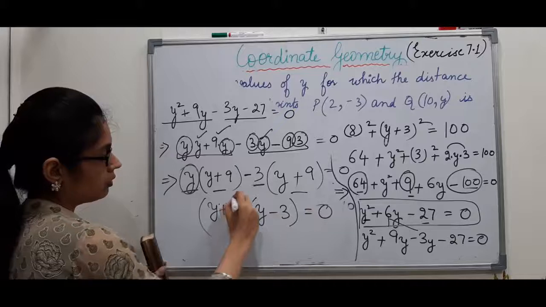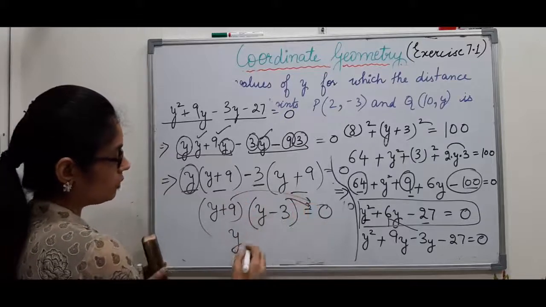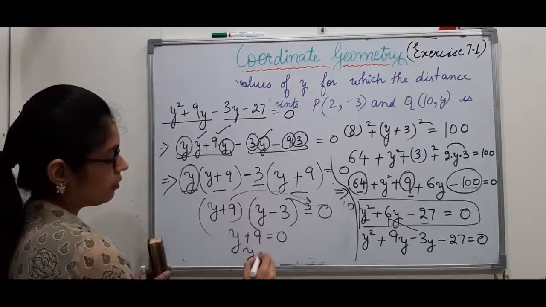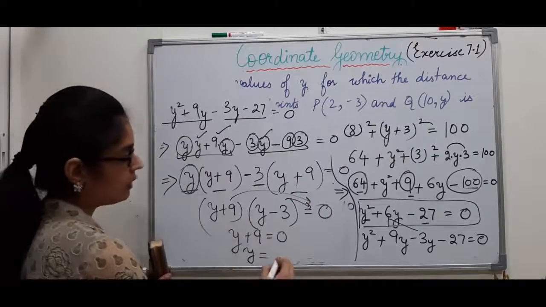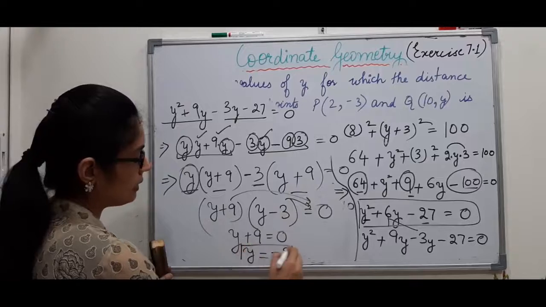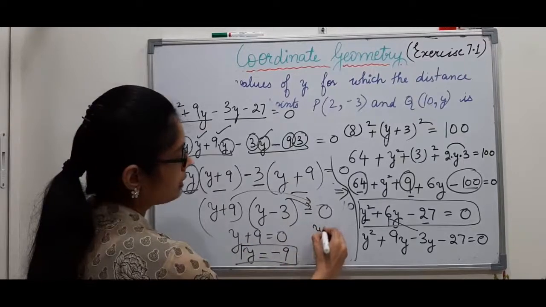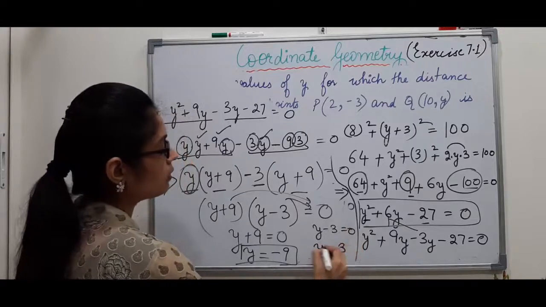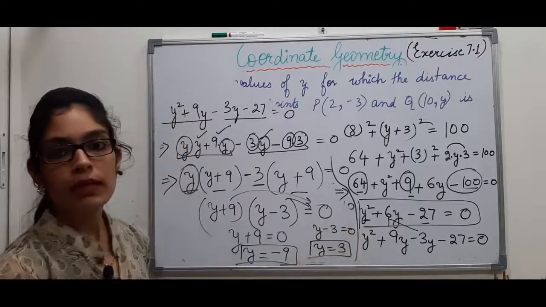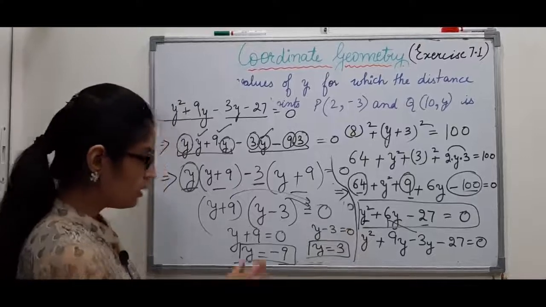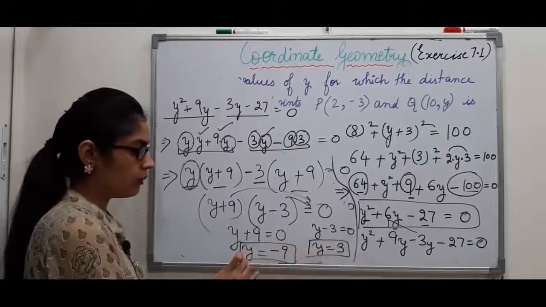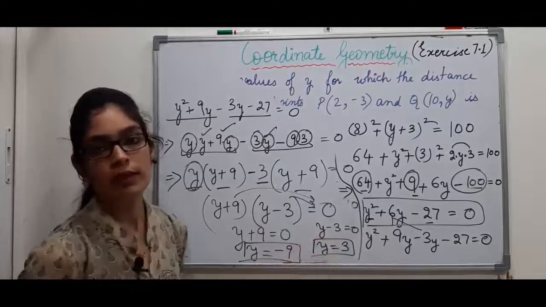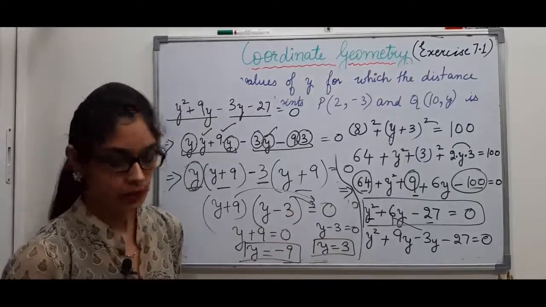Now this is equals to 0, this is also equals to 0, which means y plus 9 is equals to 0. So 9 you will shift to other side, y will be equals to minus 9. So when y minus 3 is equals to 0, 3 you will shift to other side, it will be changed into plus 3. So y will be equals to plus 3 also. So two values of y you have got, one is y is equals to minus 9 and y is equals to 3. Now let's do the next question.